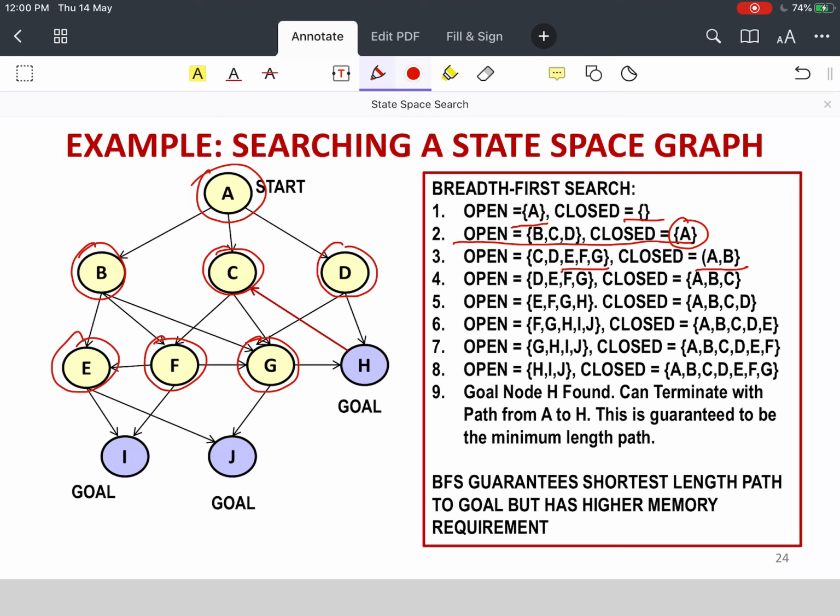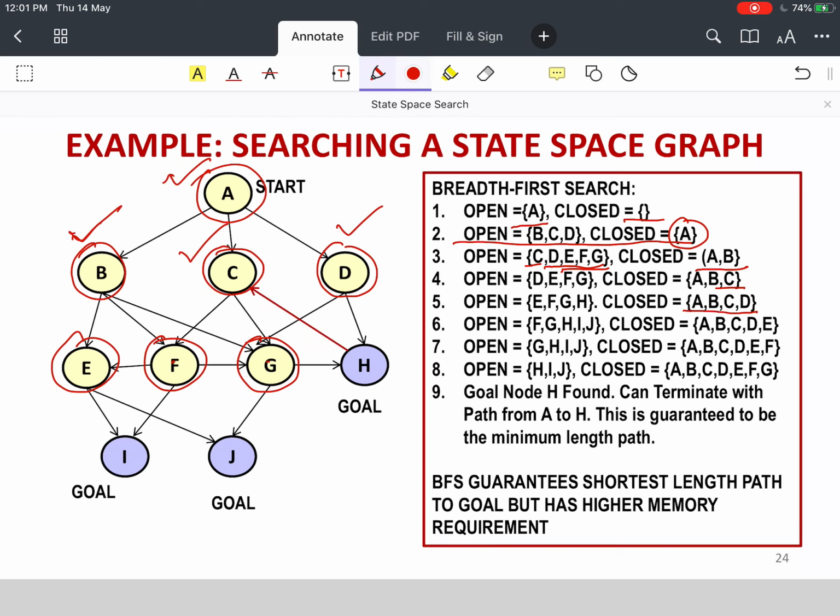Now we put E, F, and G at the back of the queue. We were putting it in front of open, now we put it at the end of open. So now the sequence changes. After A is done and B is done, the next node that is removed is C. C will be removed and put in the closed queue, and the children of C are already in open, so nothing happens. So the open list now becomes D, E, F, G.